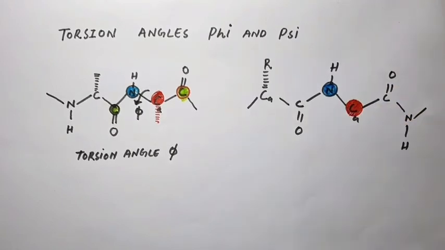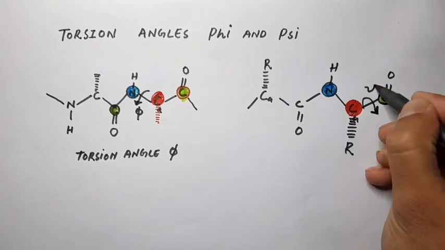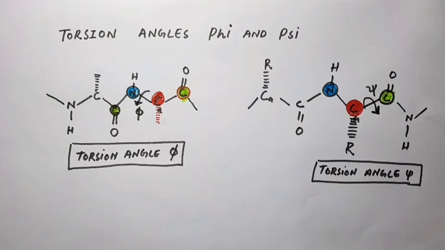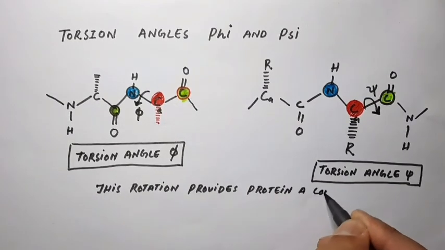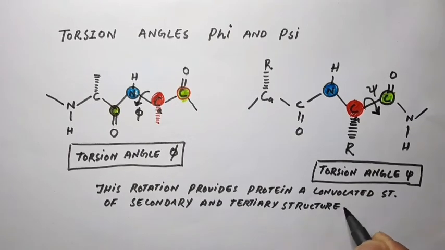Rotation about bonds is described as torsion or dihedral or conformational angles. This rotation provides protein a convoluted structure of secondary and tertiary structures.